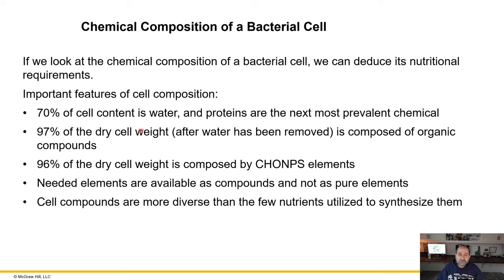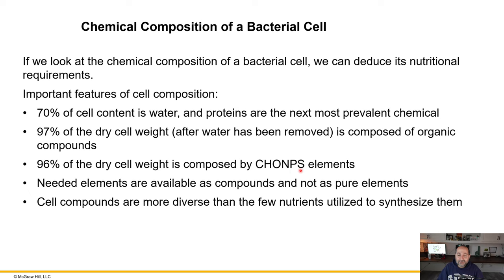So when we subtract the water weight of a cell, the remainder is known as the dry cell weight. Imagine taking a bacterial cell and completely dehydrating it, removing all water. Well, you would remove 70% of the bacterial cell's weight, but what's left over is the dry cell weight. And 97% of the dry cell weight is composed of organic compounds. This means the molecules that have carbon and hydrogen as well. Now, 96% of the dry weight is composed of only six elements. Remember these six elements? I called them CHOMPS, right? Carbon, hydrogen, oxygen, nitrogen, phosphorus, and sulfur.